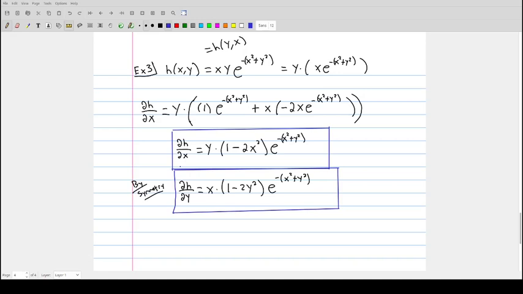Now it's important for me to emphasize here again that this is not always true. The example 1 is an example of a function that's not symmetric as a function of x and y. But this function is symmetric, and therefore we can use this trick.